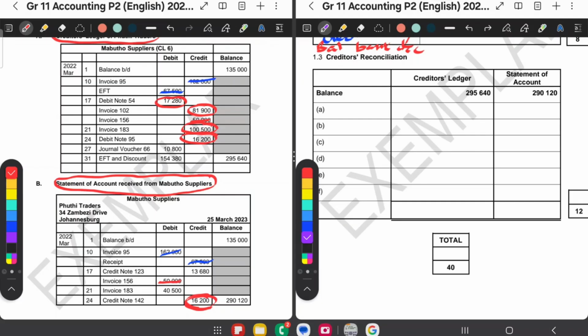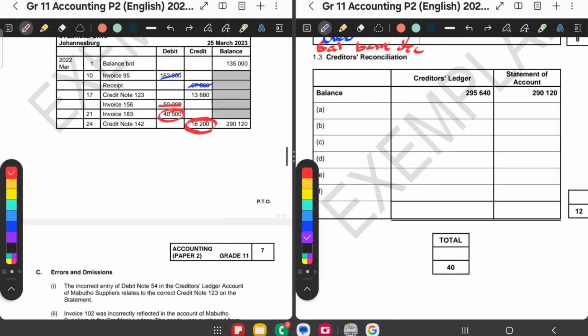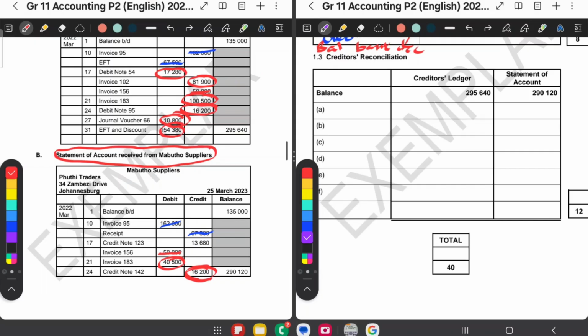Then this journal voucher 10,800. Circle, I don't see it anywhere here. And then this discount in EFT, I don't see it anywhere here. And then this invoice, I don't see. Okay, let's go read the information regarding everything I just circled.